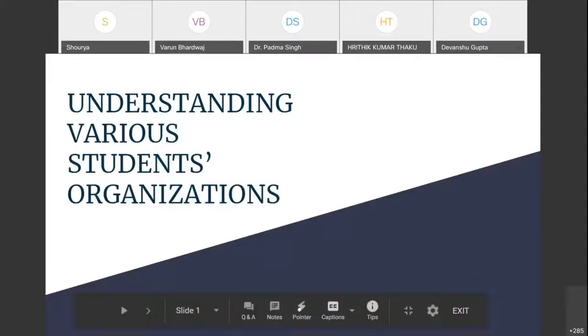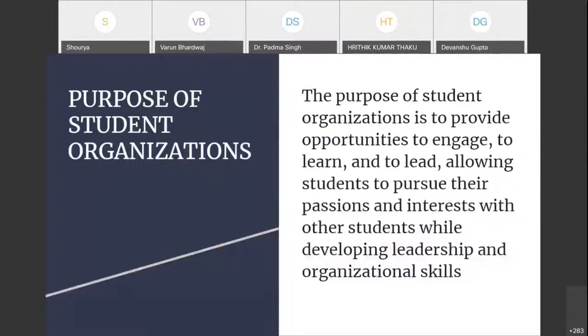So the PPT would be about understanding various student organizations and what they do. So let's begin with what's the purpose of a student organization. The purpose of student organizations is to provide opportunities to engage, to learn, and to lead among students to pursue their passion and interest while letting them develop leadership qualities and organization skills. That was the purpose of student organizations.